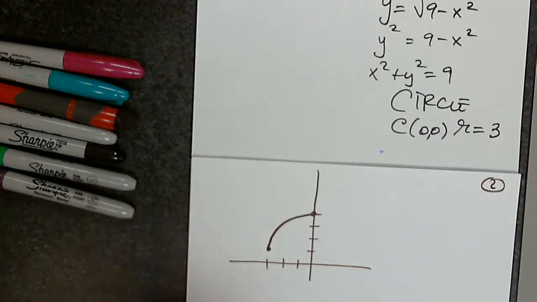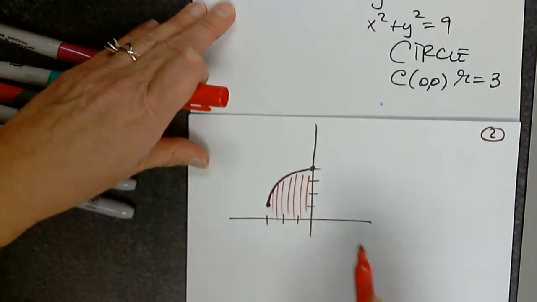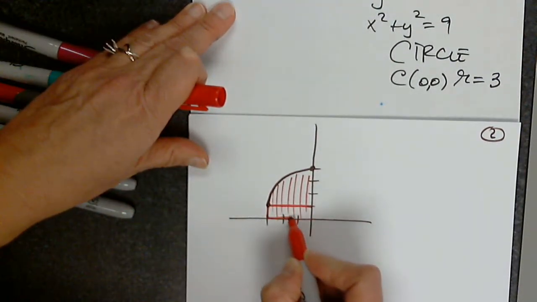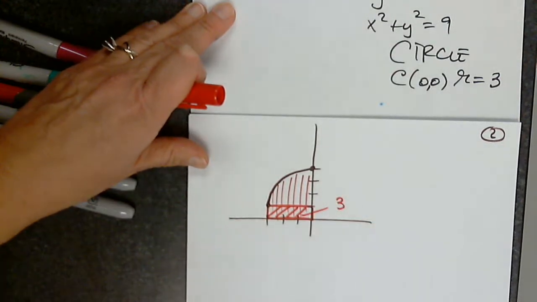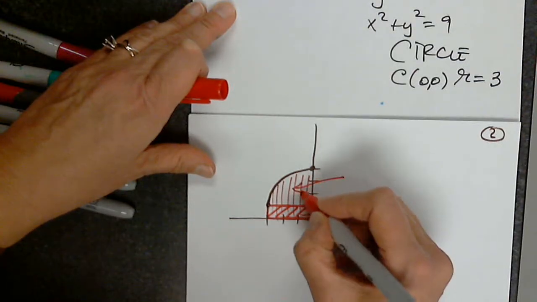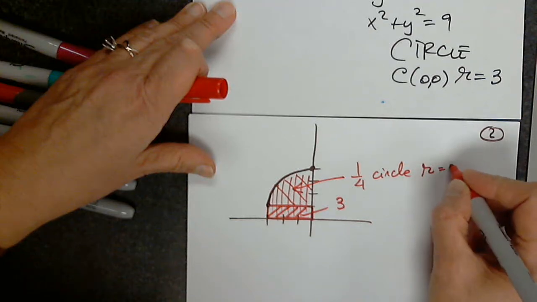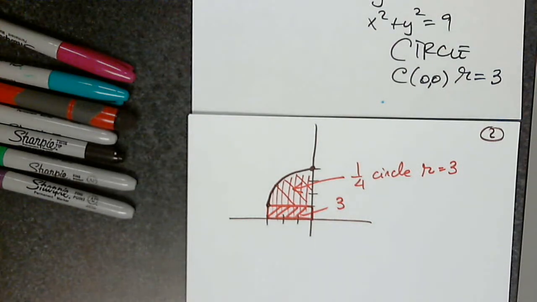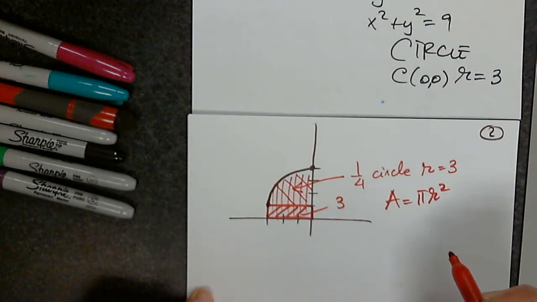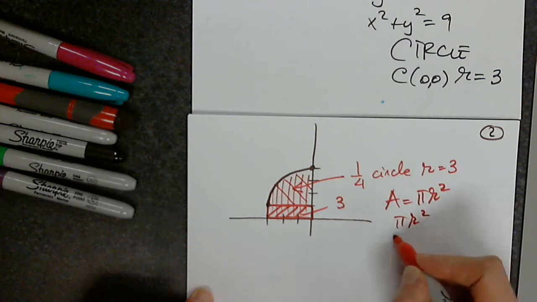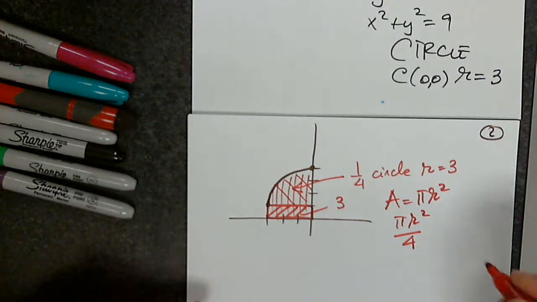So I'm asked to find this area. I do have a rectangle that I see here. This area is definitely 3, length times width. And this one is 1/4 of a circle with a radius of 3. So the area of the circle is pi r squared, and in this case I have pi r squared over 4, which will be 9 pi over 4.